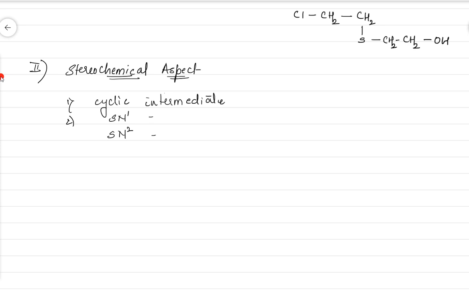In SN1 substitution reaction, there was formation of 50-50 product, 50% retention, 50% inversion. In SN2 mechanism, there is 100% inversion of the configuration. But when we have NGP types of reactions, there is 100% retention of the configuration. We'll take one example for this. Of course, that depends upon the reaction, but let's see.